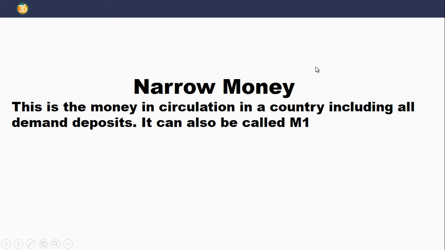Now let's look at supply of money. Supply of money is the total money in circulation in a country. It can be classified into two. We have the narrow money. Narrow money is the money in circulation, including all demand deposits. Narrow money can also be called M1. Demand deposit refers to money in savings account and current account. So they refer to narrow money or M1.